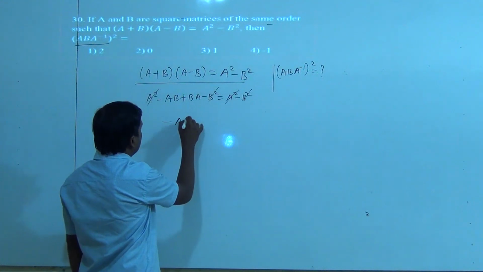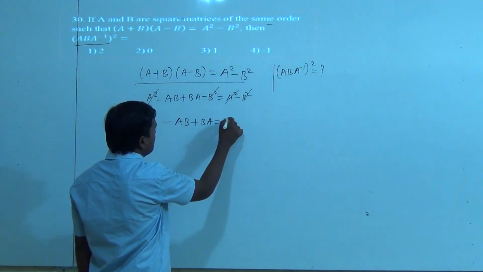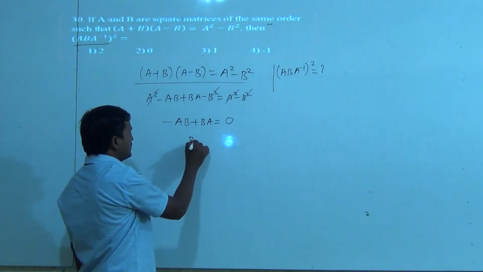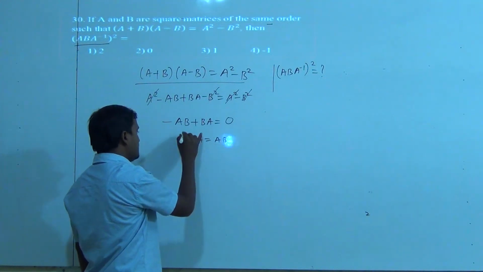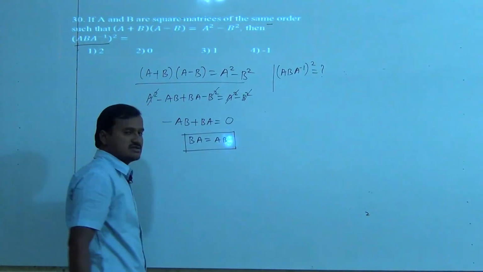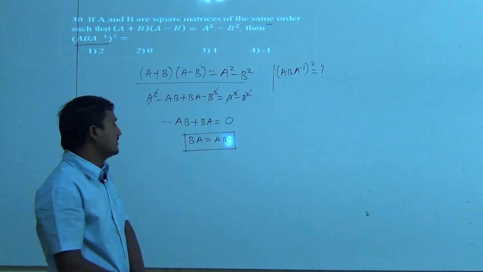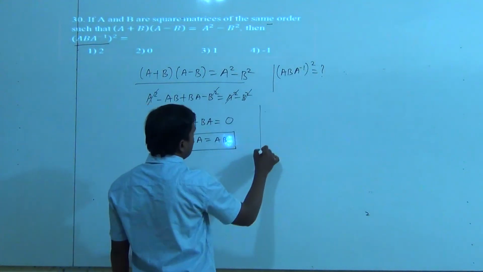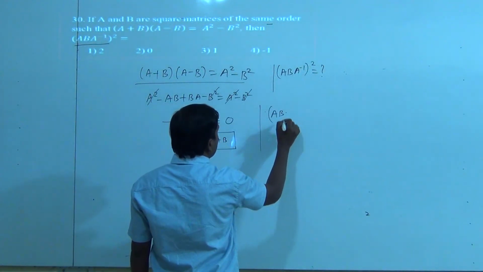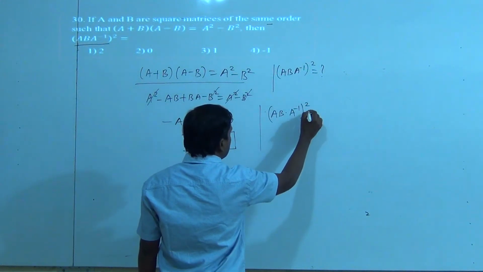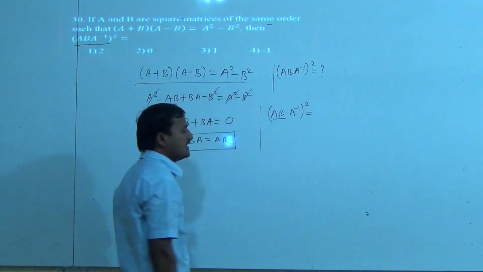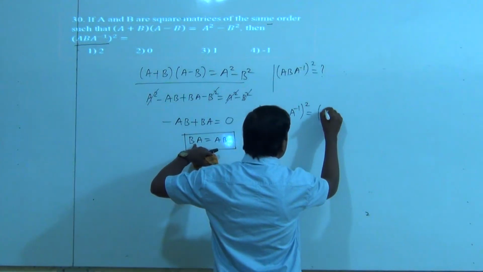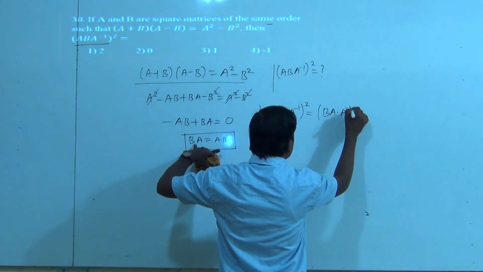So clearly minus AB plus BA, here what you got? Clearly here you got 0, right? Now take this minus AB to this side. So clearly BA is equal to what? AB, right? Now you got this result, that is BA is equal to AB you got. Now you should substitute the value of BA here, right? So what are they given, or what we have to find? AB into A inverse whole square, right? So in the place of AB, here I should substitute BA. So therefore BA into A inverse whole square.